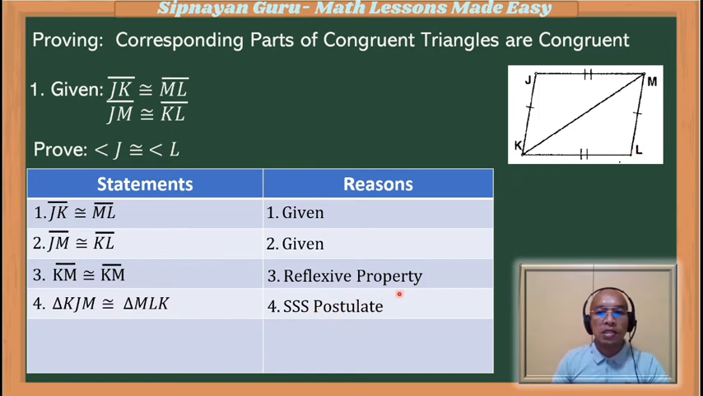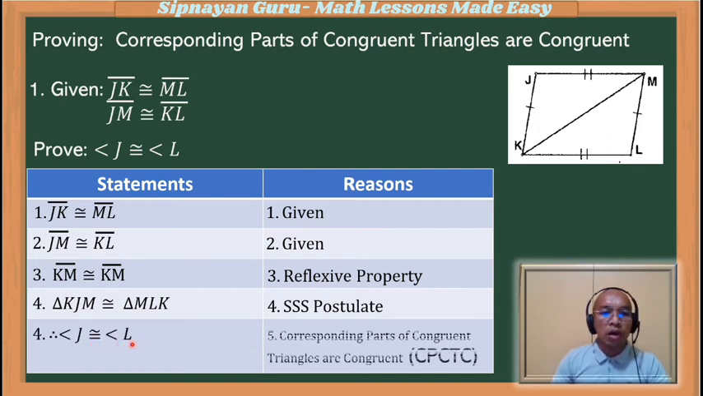Again, by the SSS postulate, because the three sides of these two given triangles are congruent. Based on the CPCTC theorem, if the two triangles are congruent, its corresponding parts are also congruent. Therefore, we can now conclude that angle J is congruent to angle L by virtue of the corresponding parts of congruent triangles are congruent theorem.